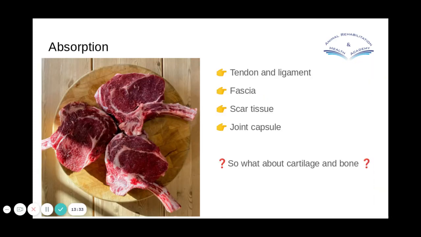Right. Okay. So let's just have a look then at what sort of tissues it's absorbed into. So I've already mentioned that it prefers dense collagenous tissue. So ultrasound is going to work well and be better absorbed into tendon and ligament, into fascia or any connective tissue, scar tissue, joint capsule, that type of thing.